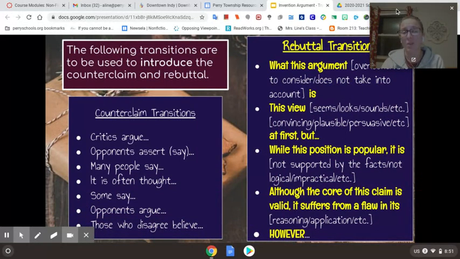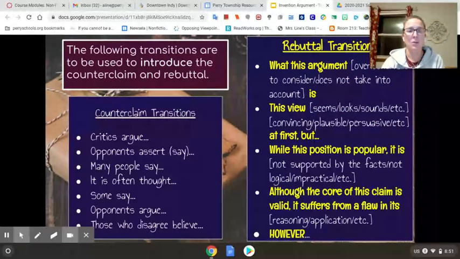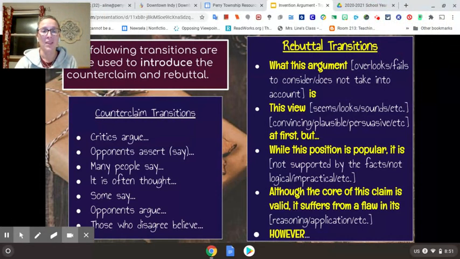Now, with those, there are a couple different transitions that you can use. Okay, so the following transitions can be used to introduce the counterclaim and the rebuttal, and you are expected to use these transitions. So for the counterclaim, we've got a few down here that says critics argue, opponents assert, or opponents say. Many people say, it's often thought, some say, opponents argue, those who disagree believe. So these are all ones that you can use and pull from.